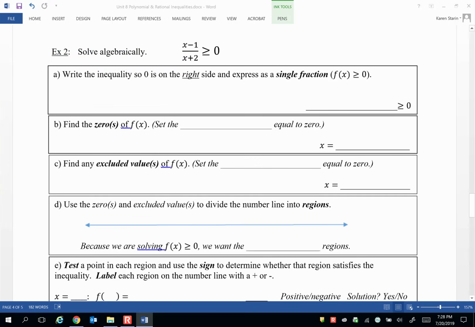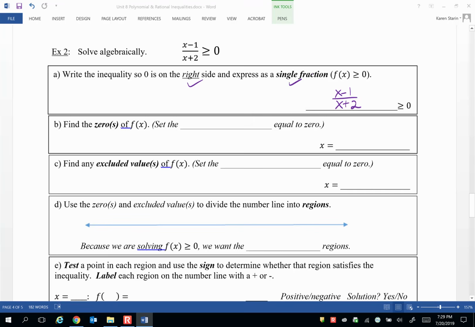Solve the rational inequality (x minus 1) divided by (x plus 2) is greater than or equal to 0. So remember, first we have to end our sentence with 0, and it already is that way. We also have to check, because it's a rational function, that it's a single fraction, and it already is that way. So we are going to proceed with simply what's printed above: (x minus 1) over (x plus 2) is greater than or equal to 0. So it's on the right side and it's a single fraction.